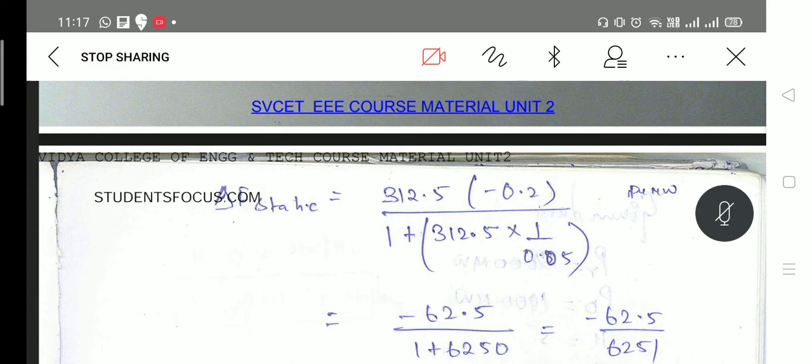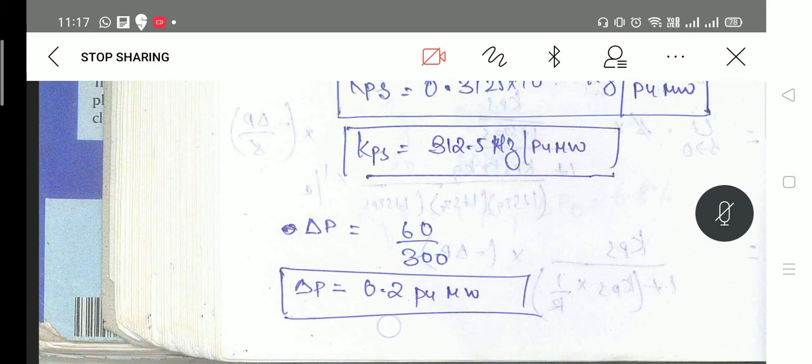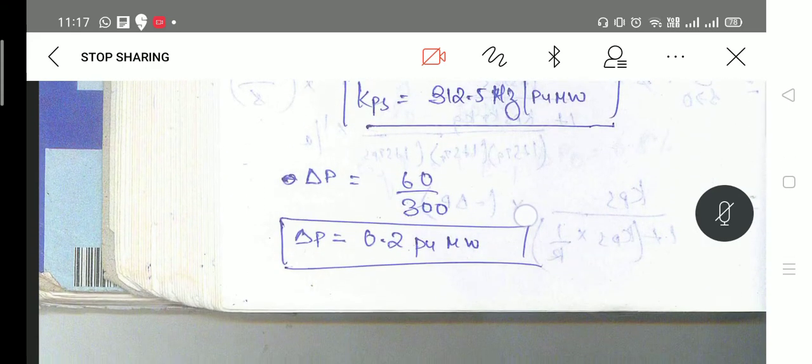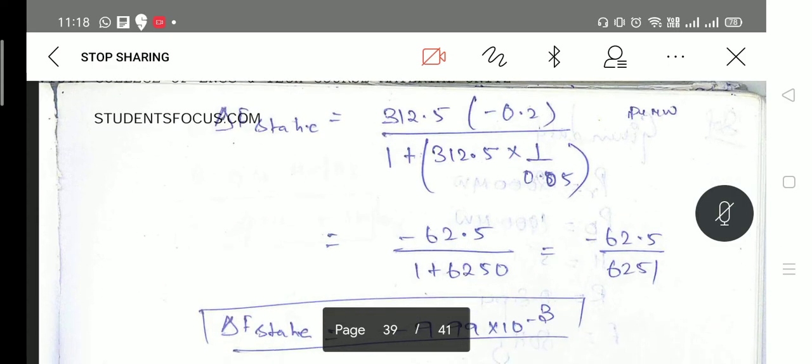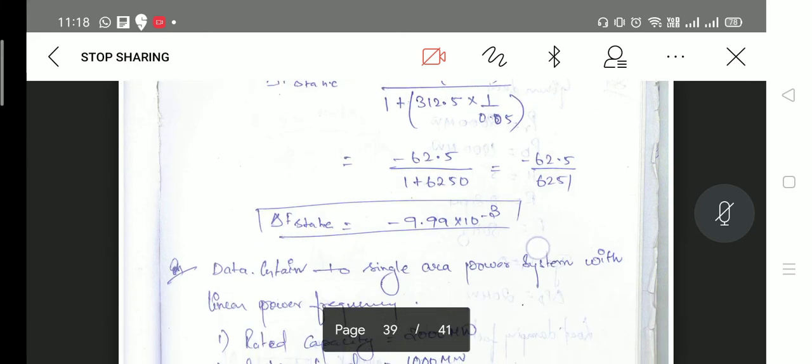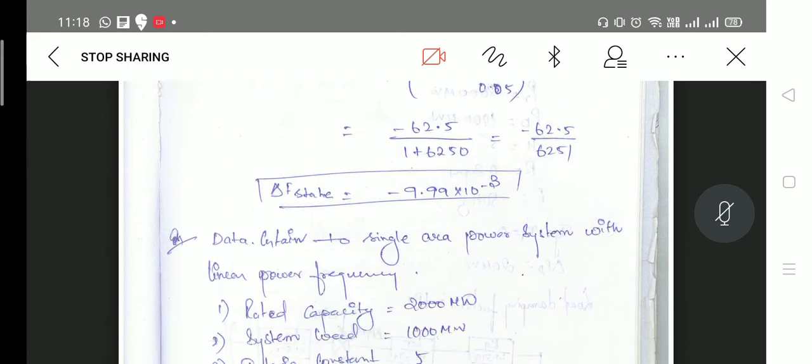Here we found the Kps value, 312.5. So substituting here, minus 0.2 by 1 plus 312.5 into 1 by 0.05, that is the R value. You can substitute it here, then we will get minus 62.5 by 625. From this, delta F static value is minus 9.99 into 10 power minus 3.